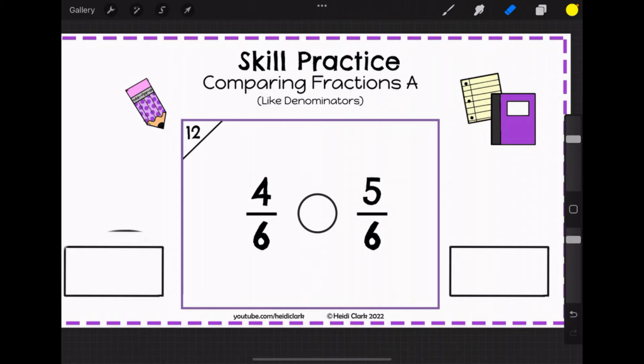Now let's look at those two fractions, and we want to make sure we understand the meaning of the numerator and the denominator. The numerator is the top number. It tells you how many pieces of that cake you are going to get. So 4 pieces versus 5 pieces.